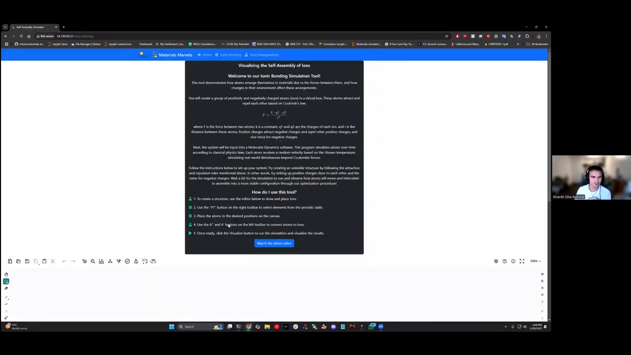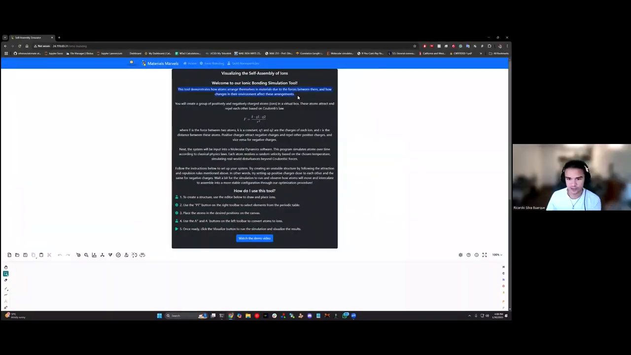But starting with the ionic bonding tool over here, I'm just going to read the top here, but this tool demonstrates how atoms arrange themselves in materials due to the forces between them and how changes in their environments affect these arrangements. So again, similar to the magnetic area that Yves was talking about, but rather than magnetic forces, you're going to deal with kind of Coulombic charge forces.